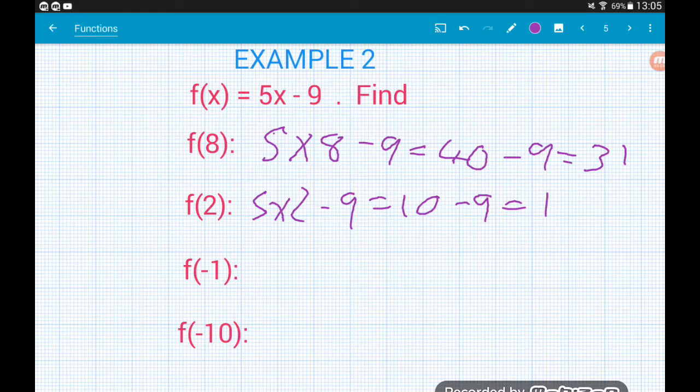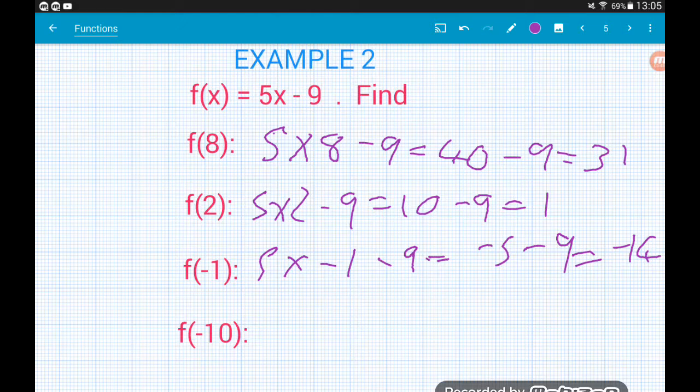F of minus 1 will be 5 times minus 1, minus 9. Now 5 times minus 1 is equal to minus 5. Then we're subtracting 9. That will give us minus 14. And then f of minus 10 is 5 times minus 10 minus 9, which is minus 50 minus 9, which is minus 59.